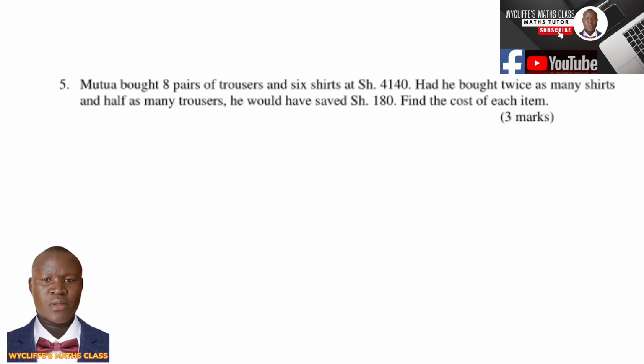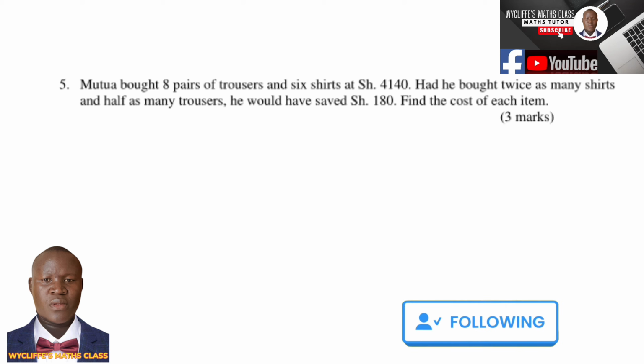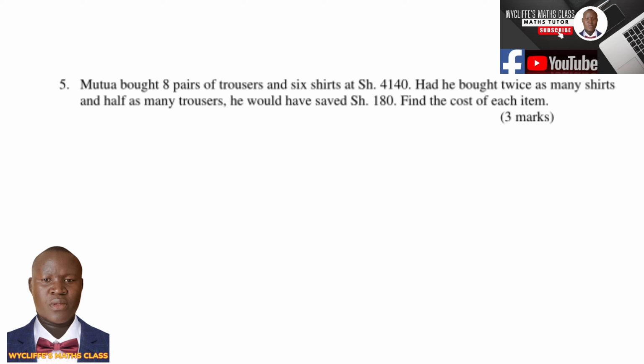Now there is a question here. The question says, Mutua bought 8 pairs of trousers and 6 shirts at shillings 4,140. Had he bought twice as many shirts and half as many trousers, he would have saved shillings 180. Find the cost of each item.